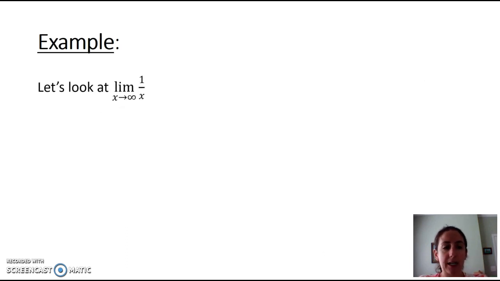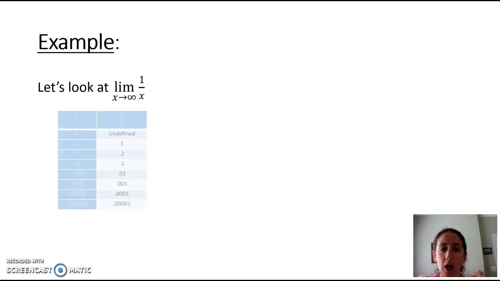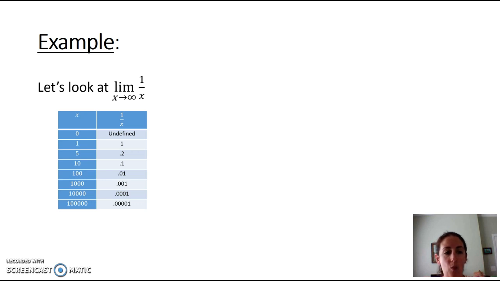Let's look at the limit as x approaches infinity of 1 over x. So what's happening here is that x is going to increase in the positive direction without bound. So we'll start by just picking large numbers, right? 1, 5, 10, 100, 1,000, 10,000, 100,000. And as we plug them in, what do we see is happening? 1 over x. Plug in 1, you get 1. Plug in 5, you get 0.2. Plug in 10, you get 0.1. And as you can see, it looks like it's decreasing significantly, getting closer and closer to 0.